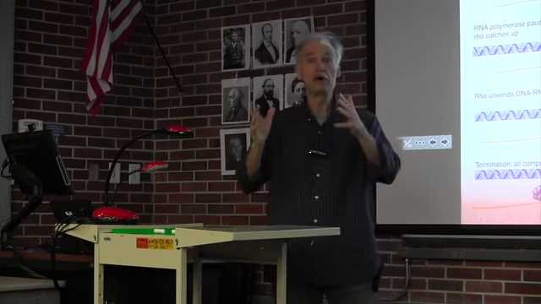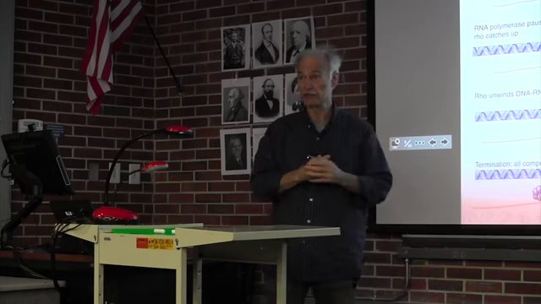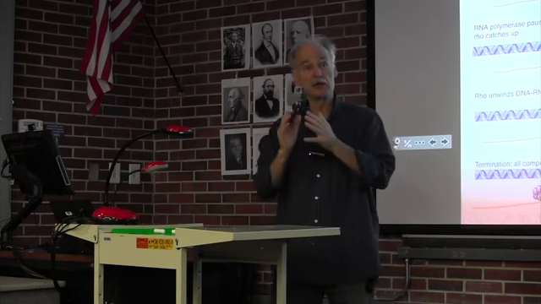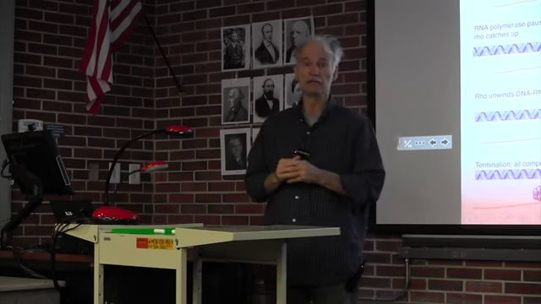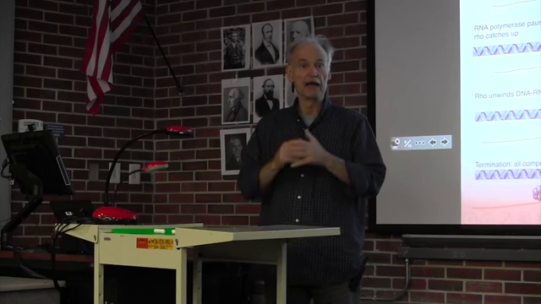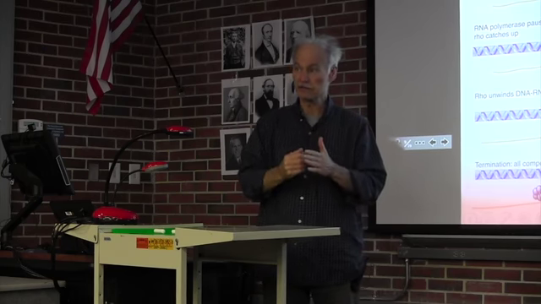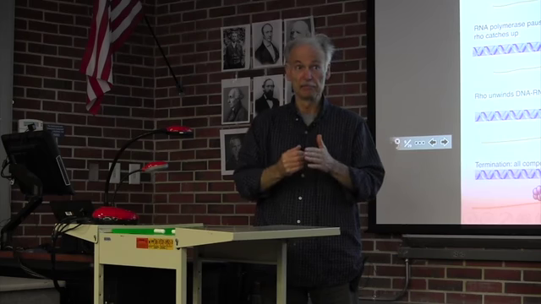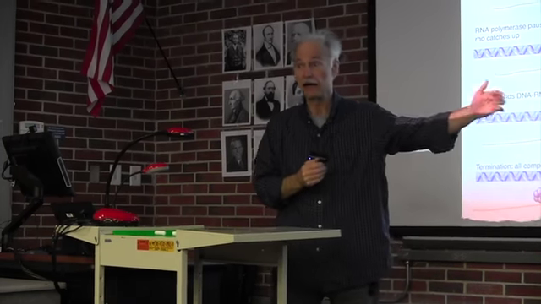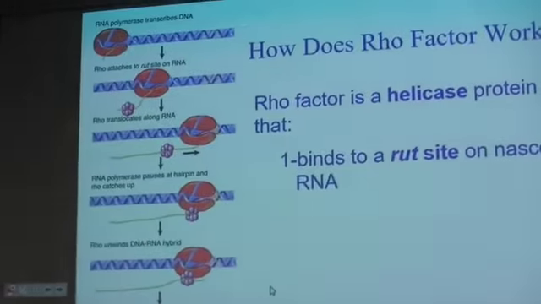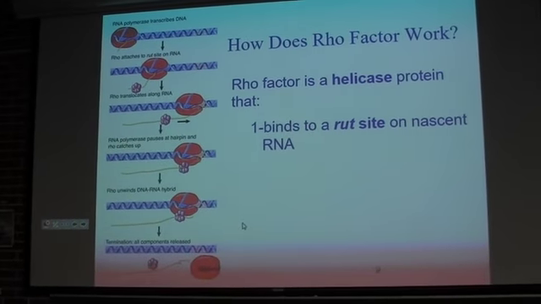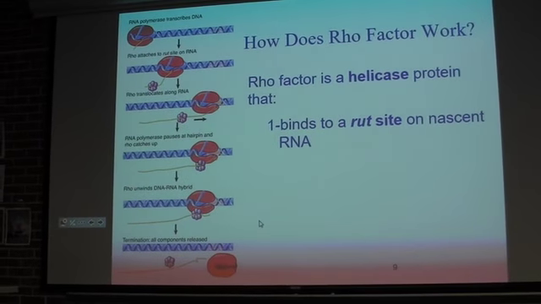So it's a two-component signal, just like intrinsic terminators are. This is also a two-component termination signal. A RUT site, which is where Rho binds the RNA, and then that's followed by a hairpin later on. So what does a RUT site look like? We'll have this in just a moment, I presume.